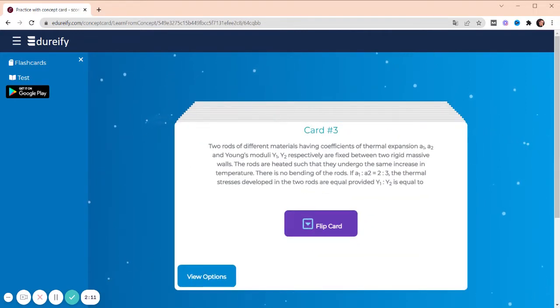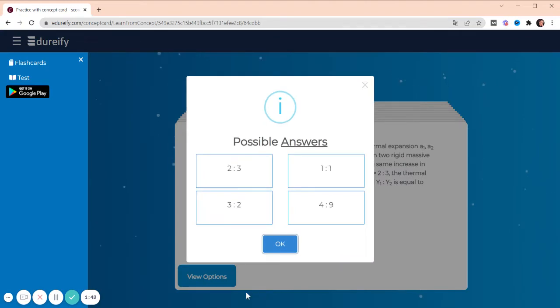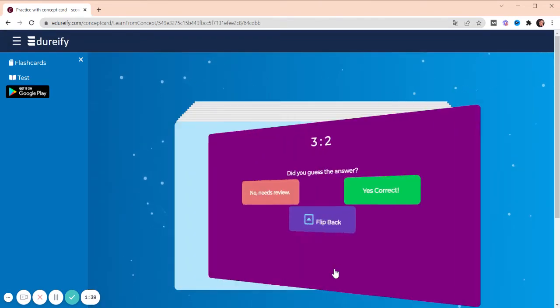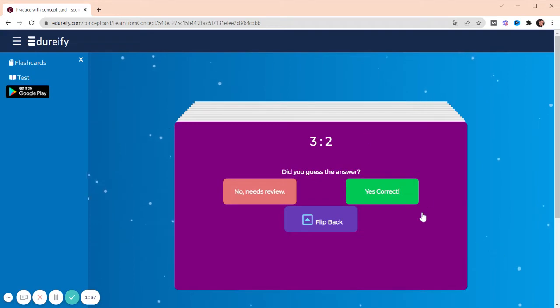Next question. Two rods of different materials having coefficients of thermal expansion and Young's modulus, respectively, are fixed between two rigid massive walls. The rods are heated such that they undergo the same increase in temperature. There is no bending of the rods. The thermal stresses developed in the two rods are equal, provided Y1 to Y2 is equal to. Let's check the possible answers. Flip the card, it's 3 to 2.